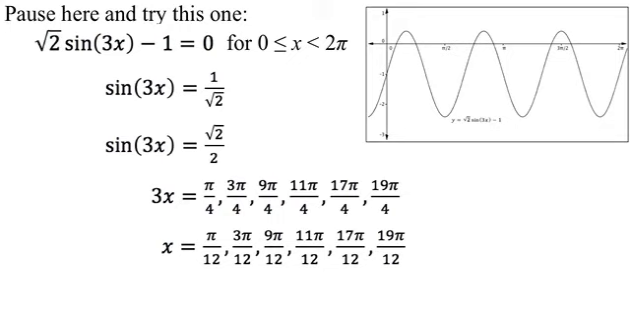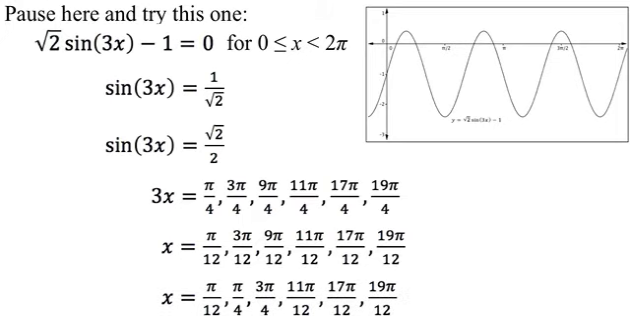The final step would just be to check if there's anything you can reduce, and in this case, there are 2 that we can reduce. Both of these I can reduce by dividing by 3, and when I do that, I get these 6 answers. Pi over 12 stays the same, 3 pi over 12 becomes pi over 4, 9 pi over 12 becomes 3 pi over 4, and the rest all stay the same. 11 pi over 12, 17 pi over 12, 19 pi over 12.